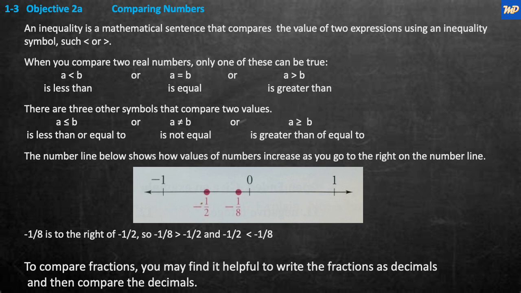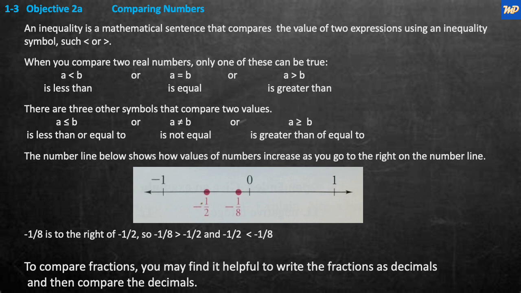There are 3 other symbols that compare two values. They are A is less than or equal to B, A is not equal to B, or A is greater than or equal to B. As you notice, in the greater than, they just added the equal, and that adds the part where it's equal in the middle. Or you can say that it's not equal. So that would be A is greater than B or A is less than B. So that's the not equal part.